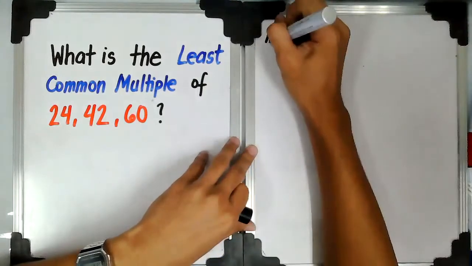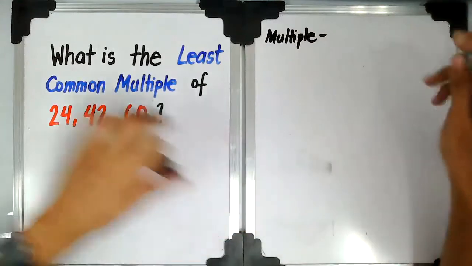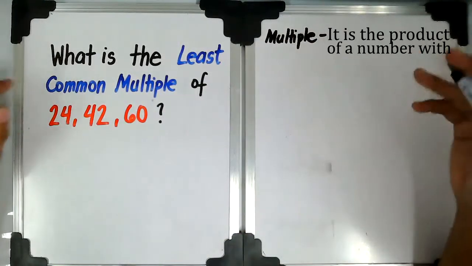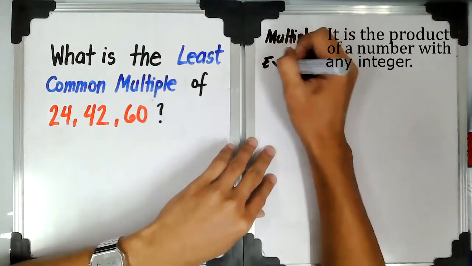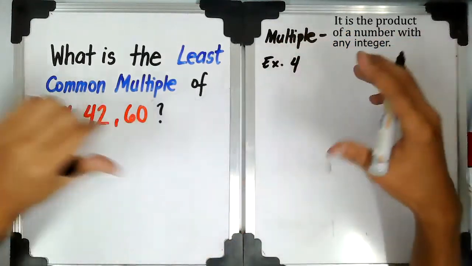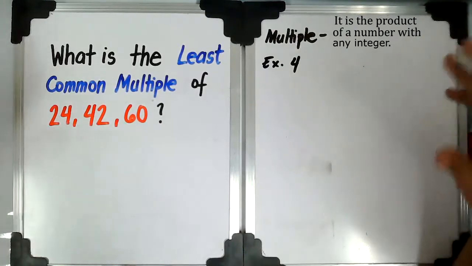Alright, so let's start with the concept of multiple. By reviewing the concept of multiple, it is the product of a number with any integer. Let me give you an example for you to understand what a multiple is. Let's say, for example, we're going to get the multiples of 4. So let's try to figure out what all of the multiples of 4 actually are.